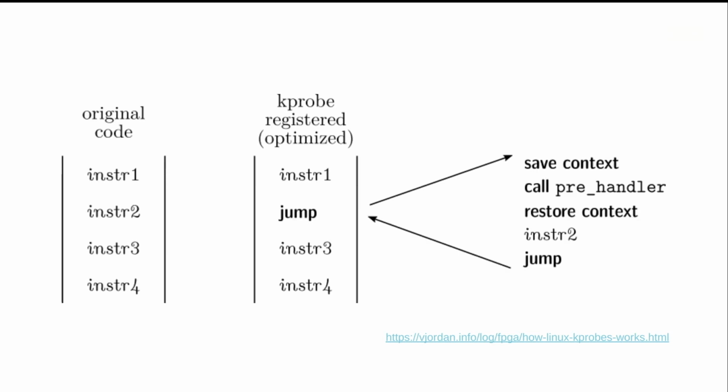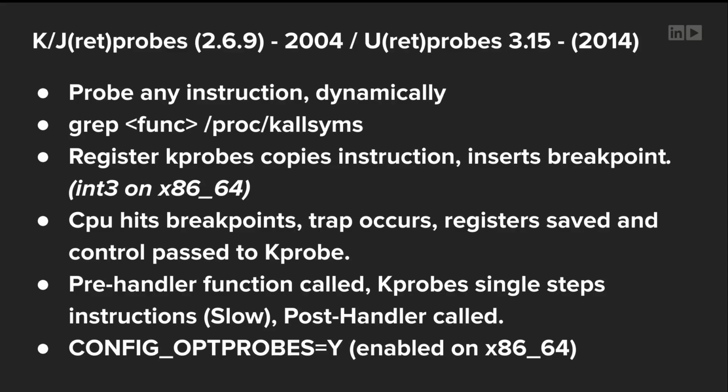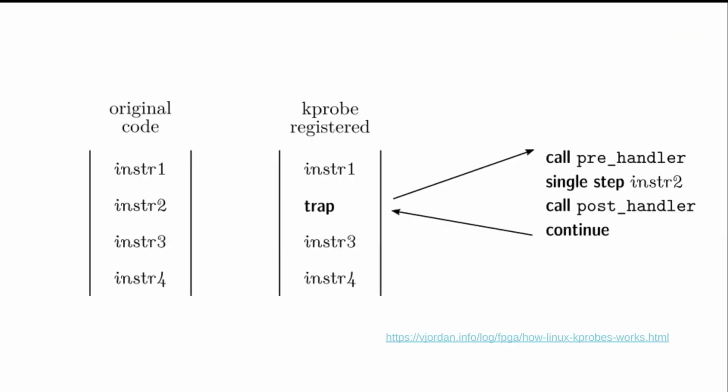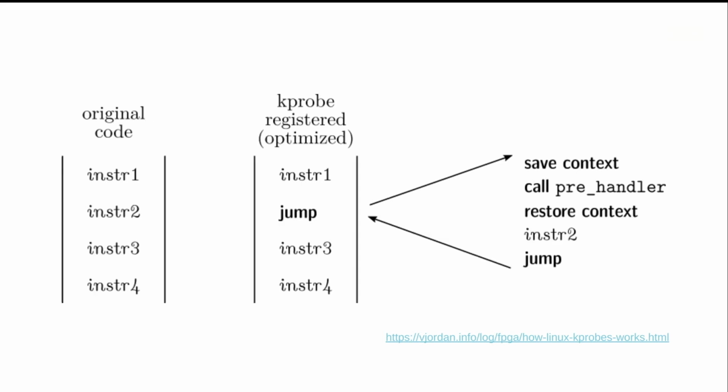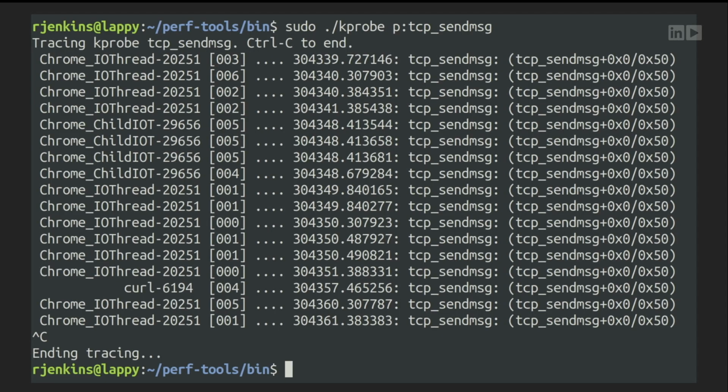But recently, K-probes have actually got a lot faster. So it's been optimized, and that's enabled by default in the kernel. It's on in x86-64. So it inserts a jump, and it's able to find the fast path out. So it's not as fast as trace points, but it's more powerful because you can instrument anything.